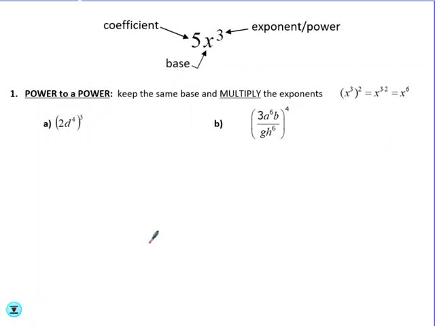So our first law for today is power to a power. This means that you have one exponent raised to another exponent. You are going to keep the same base and multiply the exponents together. So we have a little example over here on the right. X cubed squared. You would multiply 3 times 2 and just have x to the 6th.